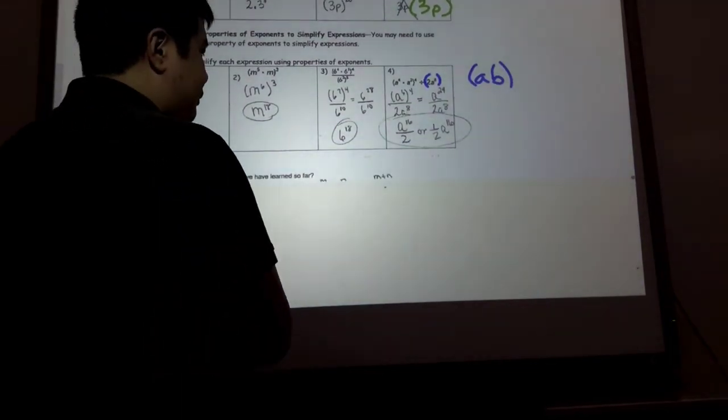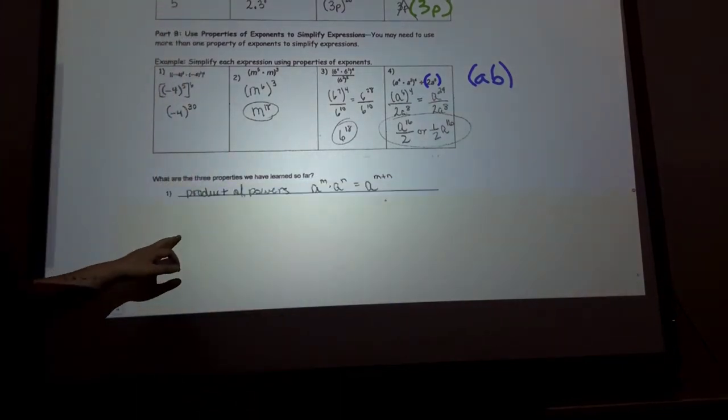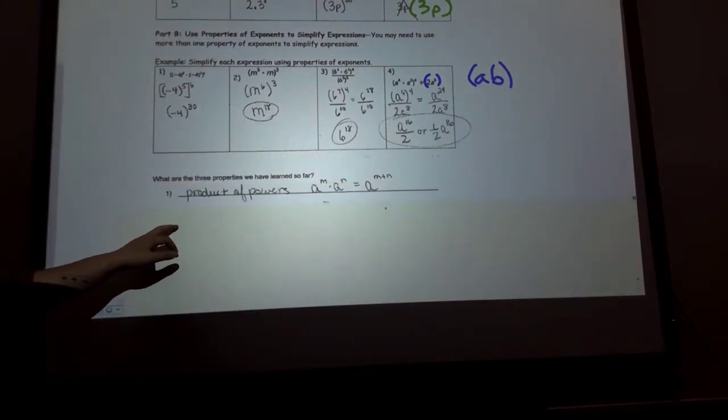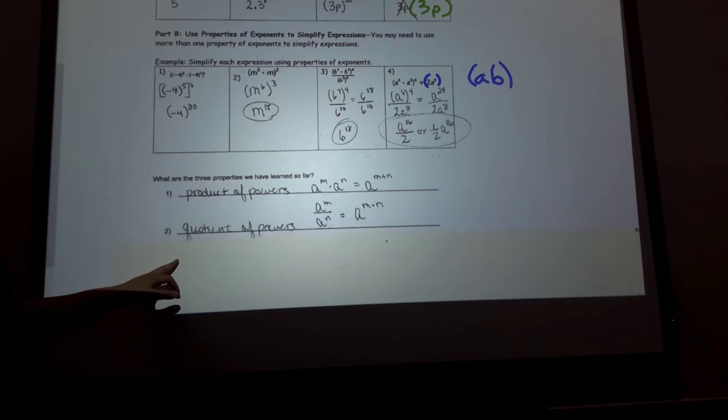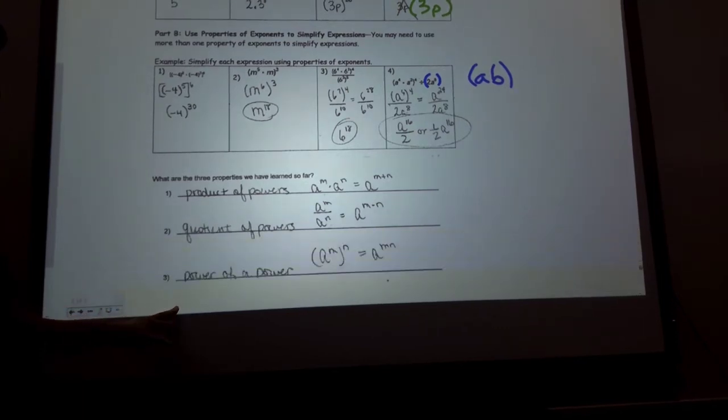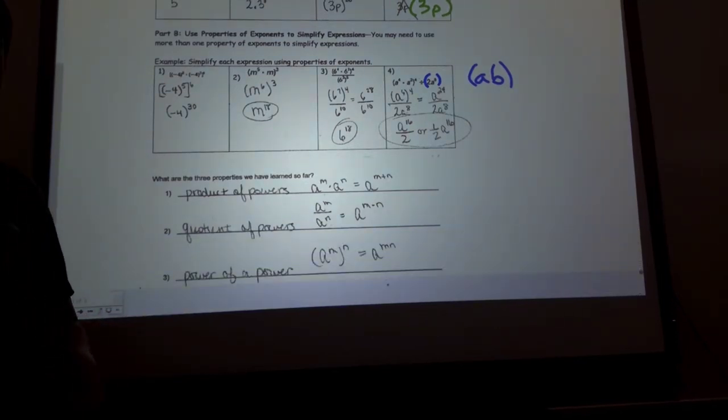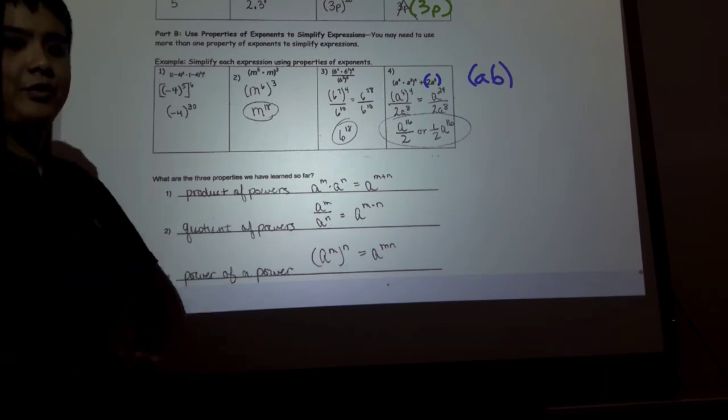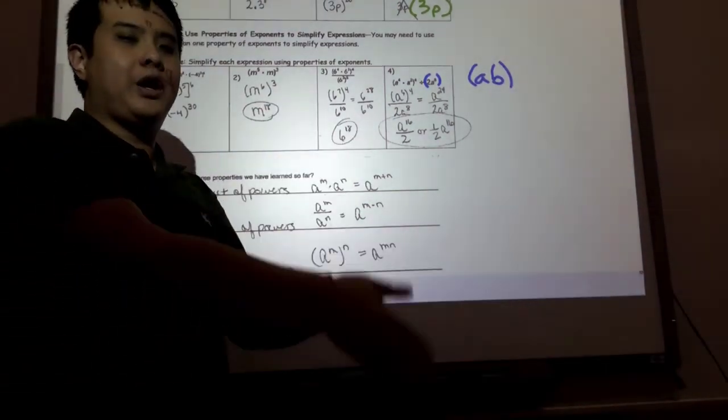So we have learned 3 properties so far. They are the product of powers, the quotient of powers, and the powers of powers. Those are the 3 ones that we've learned so far. We will learn another one tomorrow.